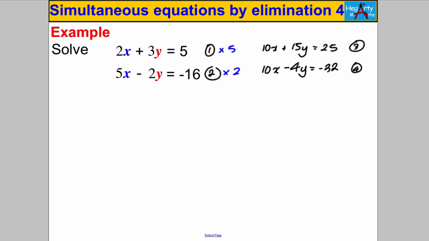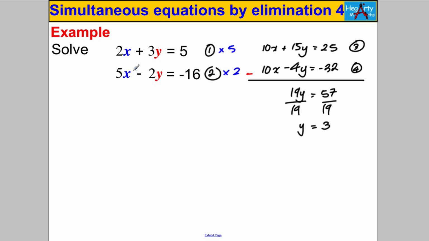Then what am I going to do? I'm going to subtract the two equations. Got to be careful. 10x take away 10x is nothing. I purposely did that to eliminate x. 15y subtract negative 4y is 19y. Be careful. 25 subtract negative 32 is like 25 add 32, which is going to equal 57. Divide both sides by 19, 3 times, so y is 3.